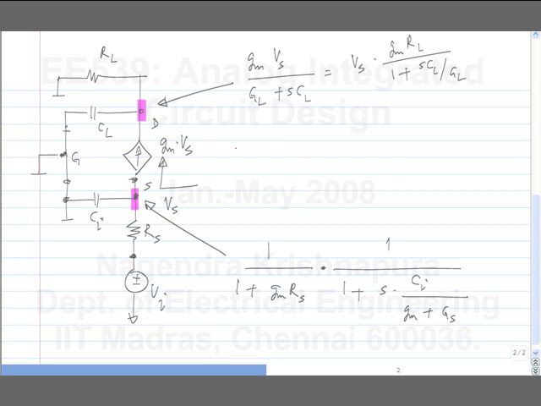And if I combine the two, the transfer function turns out to be Gm RL by 1 plus Gm RS. This is the DC gain. As you can see, when Gm becomes very large, Gm RS becomes much more than 1, you will have RL by RS. Okay? So you should get that. And there are two real poles.